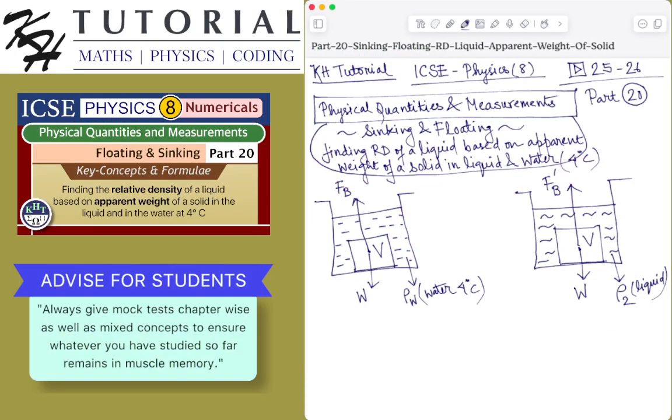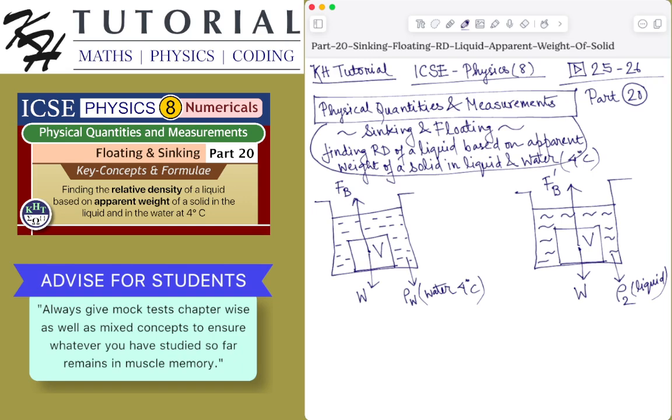Okay, so I have just drawn the diagram. I haven't worked out yet how we can find the relative density of a liquid based on the apparent weight of a solid in the liquid and water. On the left hand side we have water. We can take any solid, but its density has to be more than the density of the liquid and the density of water at 4 degrees centigrade. The objective is to find the relative density of the liquid.